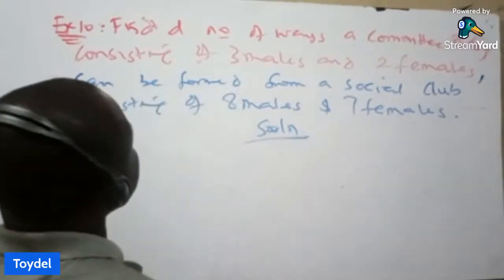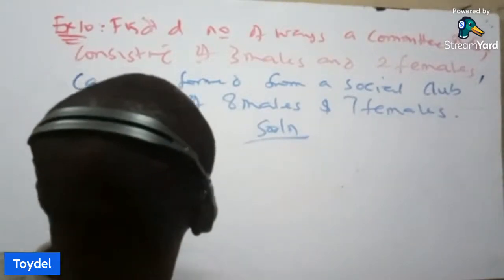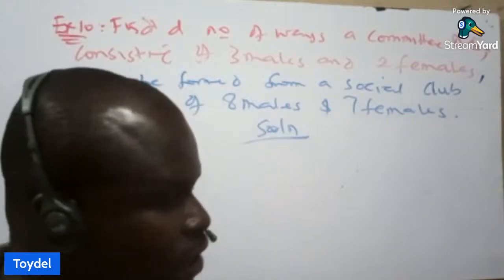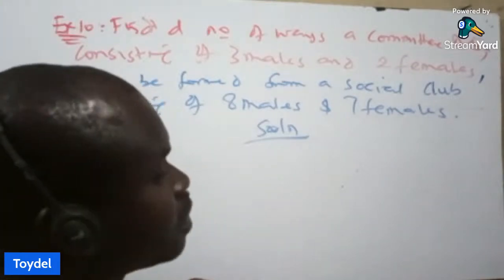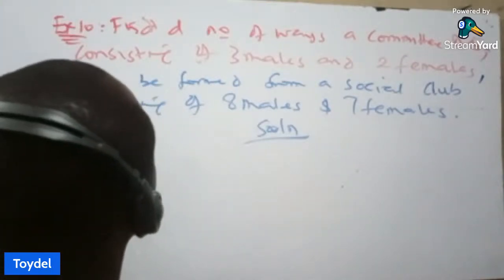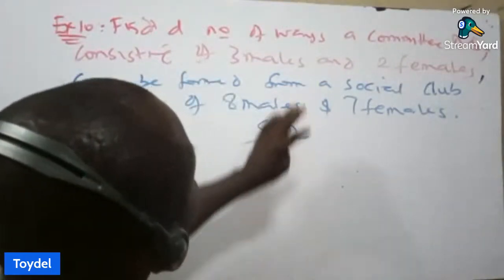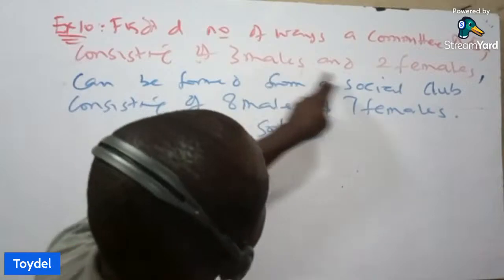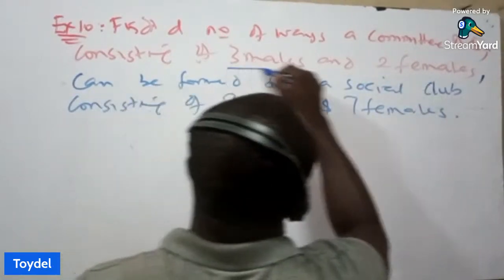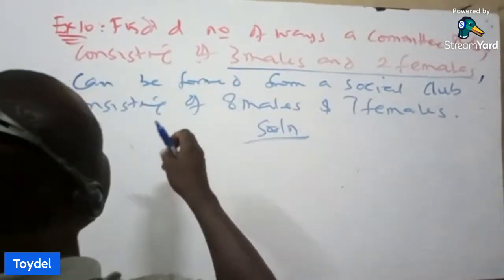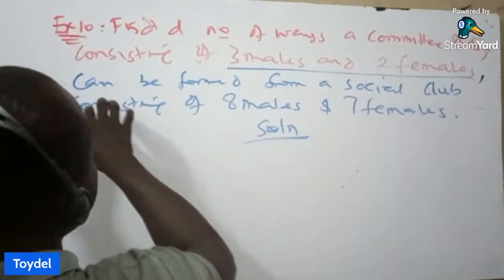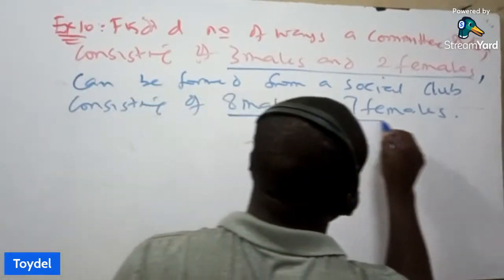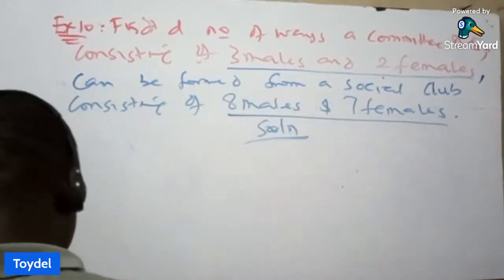Look at, under combination, we talk about selection. So combination has to do with selection, but under permutation, then we talk about arrangement. Okay, so in this case now, we want to find the number of ways to form a committee of 5, in which there are 3 males and 2 females, selected from a social club consisting of 8 males and 7 females. So what do we do?